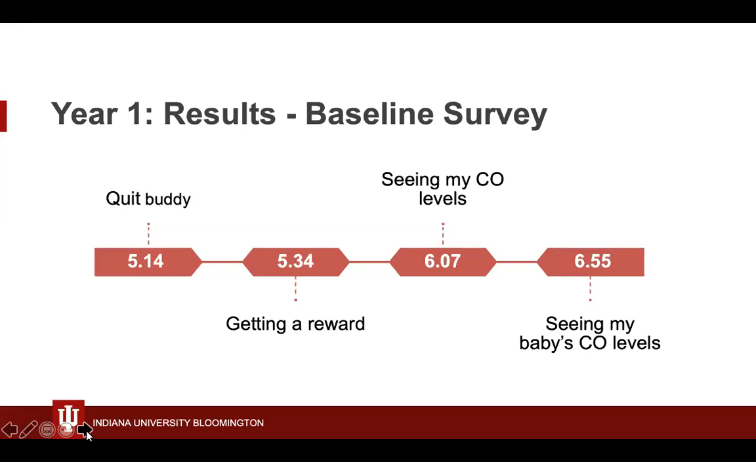So there are multiple strategies that we asked about in our baseline survey about what might help them quit smoking. And some of those, we talk about having a quit buddy. So maybe it's having their significant other or spouse or another family member also try to quit with them. And we see that was kind of the lowest of these strategies, but still scored 5.14 out of 7. So still pretty high. And getting a reward was at about 5.3 out of 7. And then seeing their personal carbon monoxide levels, 6.07. And the highest strategy was seeing my baby's carbon monoxide levels at 6.5 out of 7.